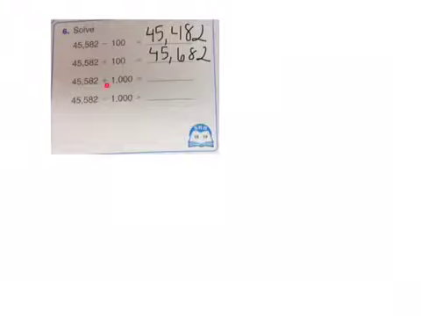45,582 plus 1,000, we'll be looking at our thousands place value. Our answer is going to be 46,582. 45,582 subtract 1,000, we'll be looking at our thousands place value and going down 1 place value again to 44,582.